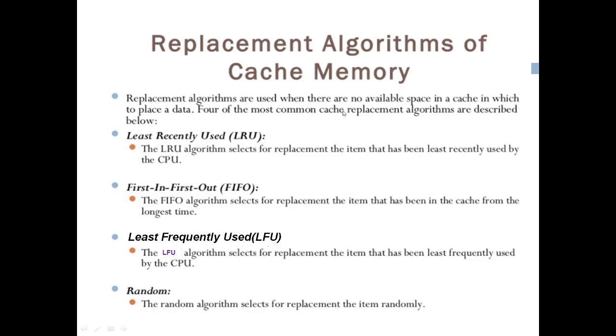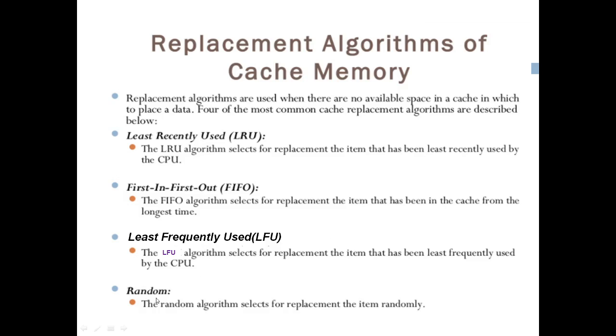There are four of the most common cache replacement algorithms, which are discussed below. Least recently used, LRU: the LRU algorithm selects for replacement the item that has been least recently used by the CPU. First in, first out: this algorithm selects for replacement the item that has been in the cache the longest, the blocks which were brought into the cache first. Then least frequently used, LFU: the LFU algorithm selects for replacement the item that has been least frequently used by the CPU.